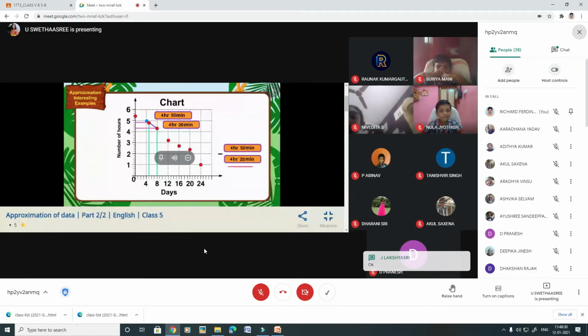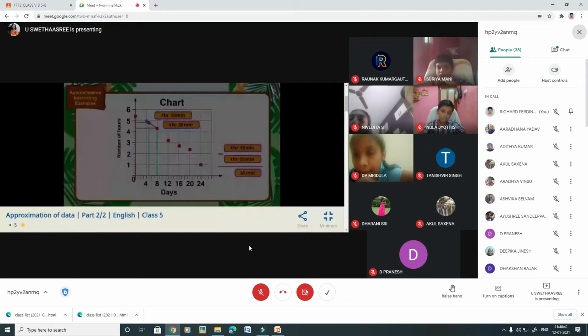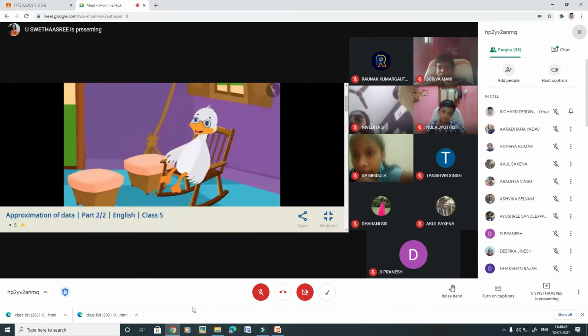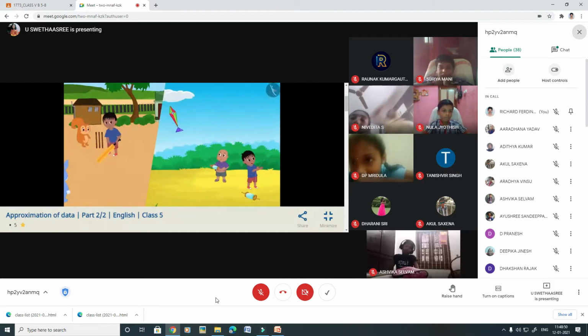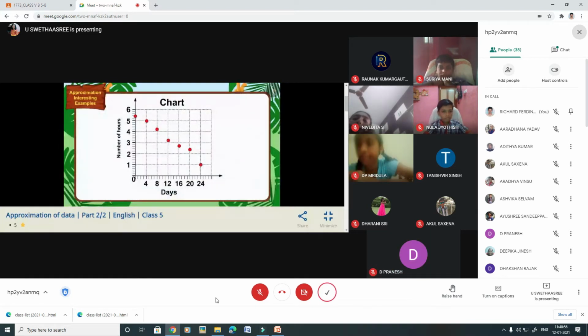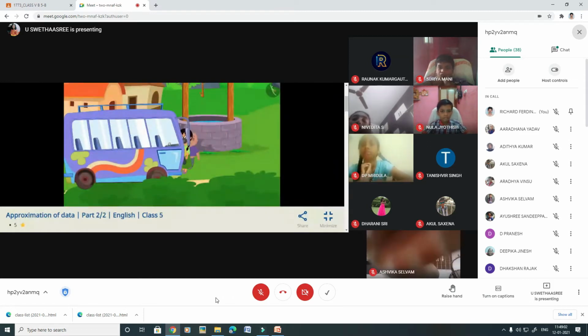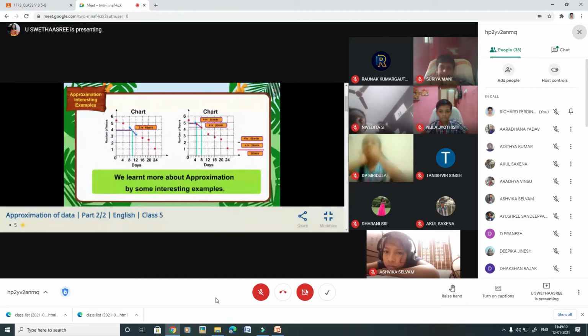In this way, the time spent on the phone by children between the 5th day and the 8th day has been reduced by 30 minutes. Uncle is very happy that the children have now spent much less time on the phone and have started spending more time in other sports and studies. As promised to the children, Uncle took the children on a trip, seeing that the time spent on the phone has reduced. Children, in this video we learned more about approximation by some interesting examples.